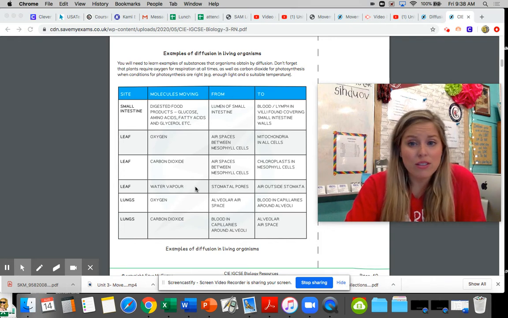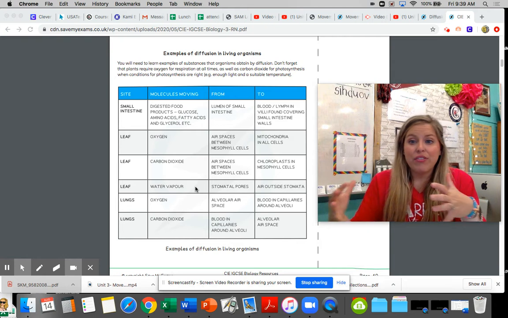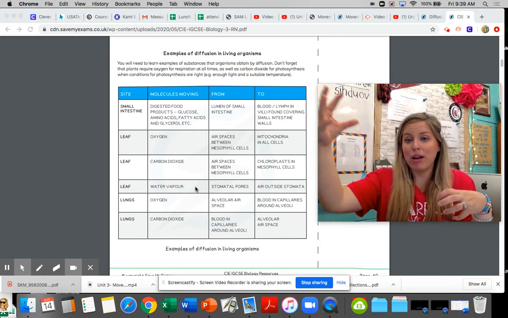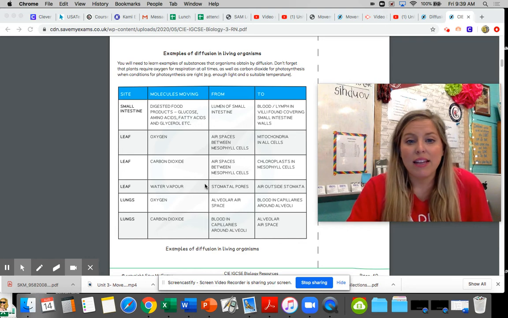Water vapor is also something that diffuses out of a plant through the stomata pores, and that is very important for keeping enough water retained in the plant, or releasing it, depending on the conditions around that plant.